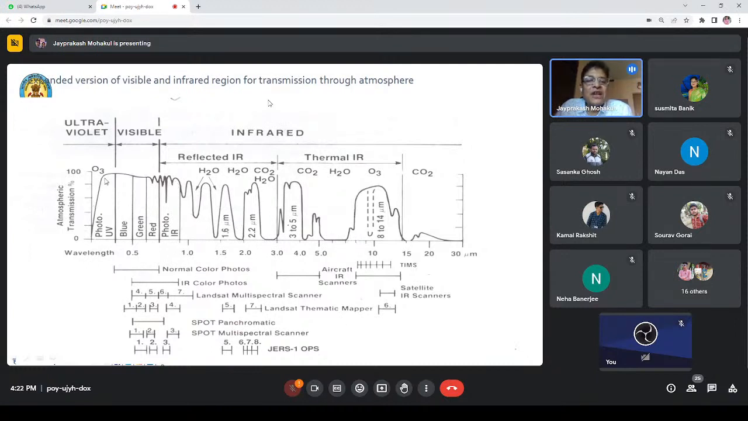I mean, wherever you are having more than 80 to 90% transmission, no? Like these are all atmospheric windows. Atmosphere acts near transparent in this range of electromagnetic radiation.